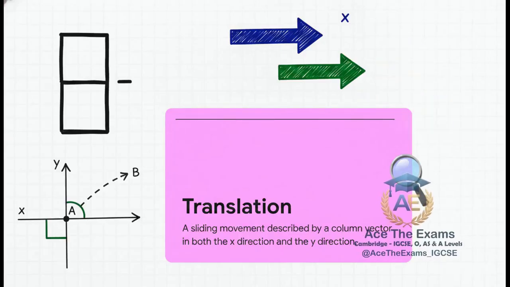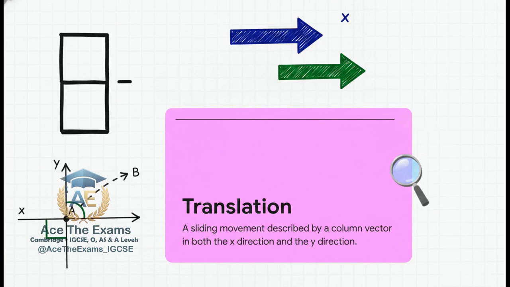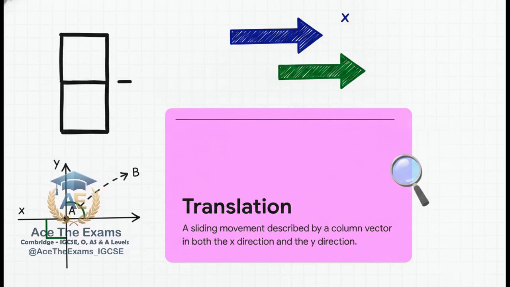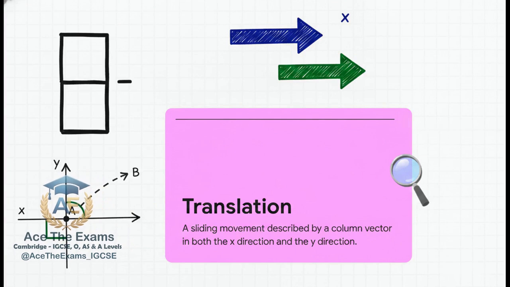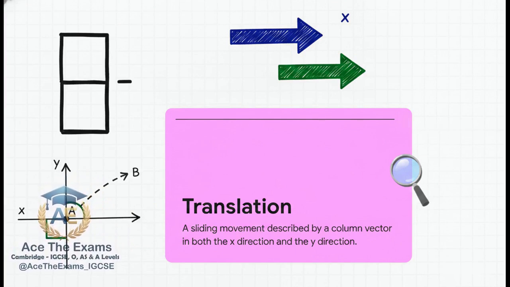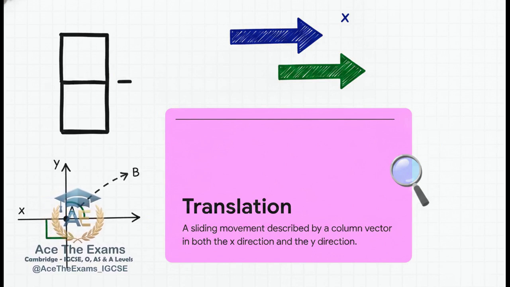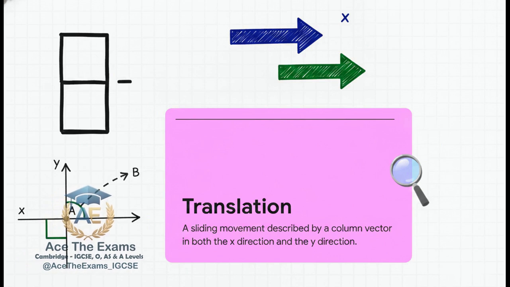Okay, let's dive into this. A translation simply tells you how many steps left or right, and then up or down it takes to get from point A to point B. We write this as a column vector. It kind of looks like a fraction, but without that line in the middle. The golden rule here is so simple. The top number is always your horizontal movement along the x-axis, and the bottom number is your vertical movement along the y-axis.